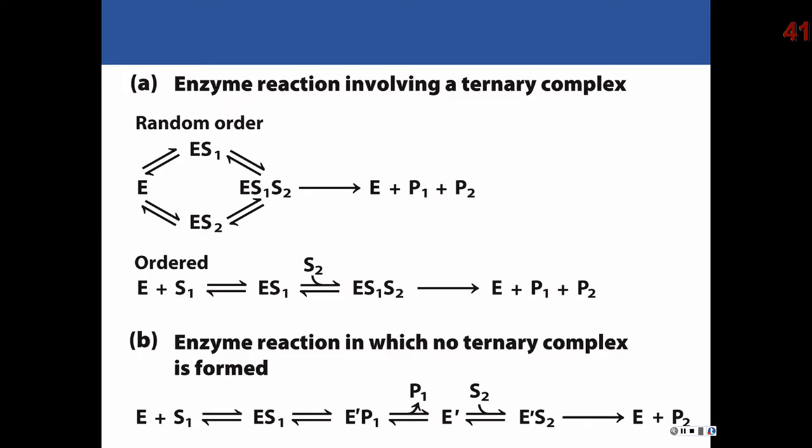And then we have enzyme reactions where there's no ternary complex, and that is here. So we never form this multi-substrate complex with the enzyme. We instead are releasing product along the whole way and forming the substrates independently. So we have multiple enzyme substrate complexes or multiple transition states.